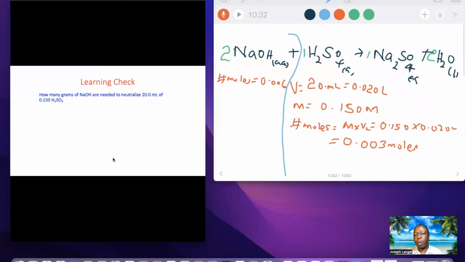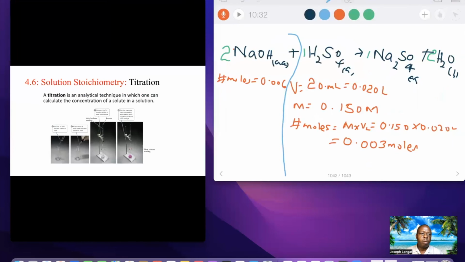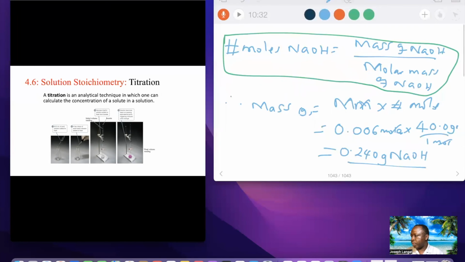Please, if I go back here, have the information for one reagent, the other information for one reagent, and reconcile with the question and see if you are in a position to plug in the information, use the right formulas, and end up with that. So this is the answer for the previous learning check.